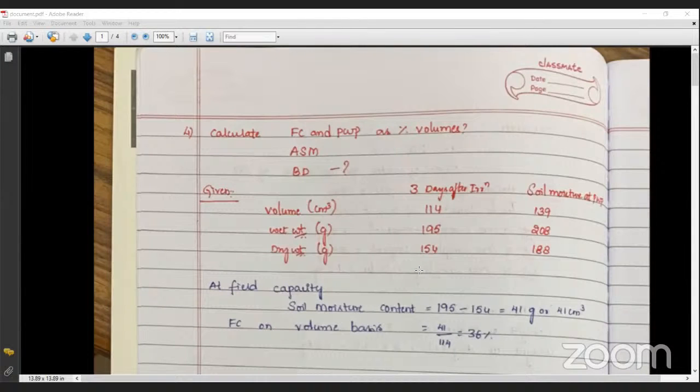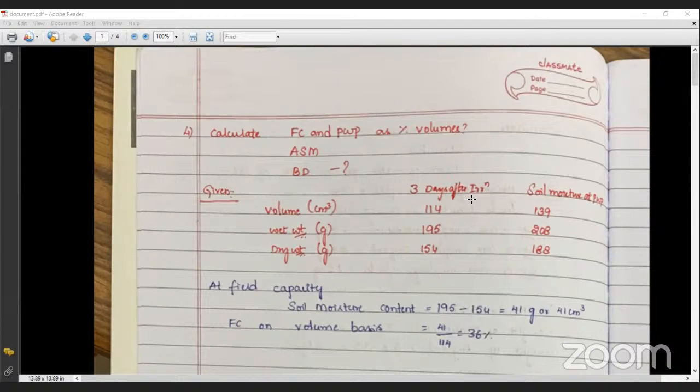Three days after irrigation, soil moisture content at permanent wilting point. They have given the volume basis, that is cm cube. Then wet weight in gram, and dry weight is also given in grams only. What do we mean by wet weight and dry weight? That is whenever the soil samples are taken in the moisture cans. This is the one, that is 195. Three days after irrigation, they are mentioning that the field capacity will be attained by the soil after 3 days only.